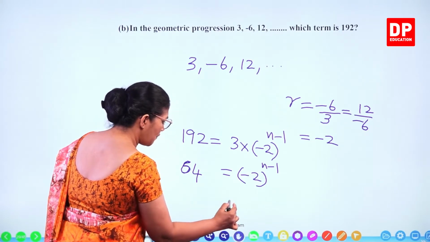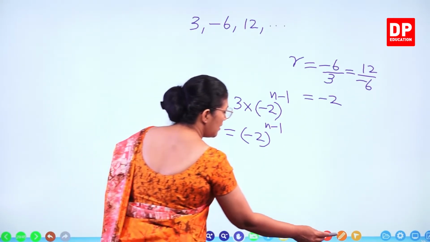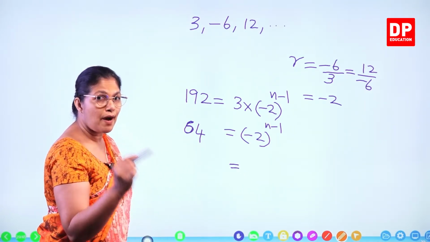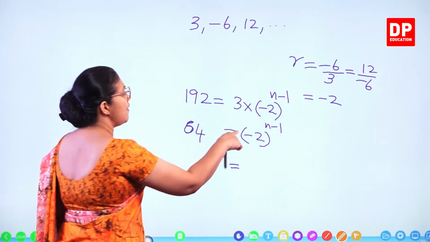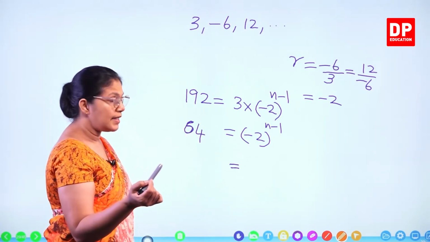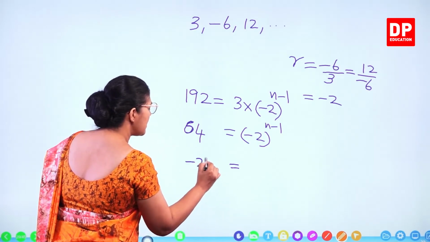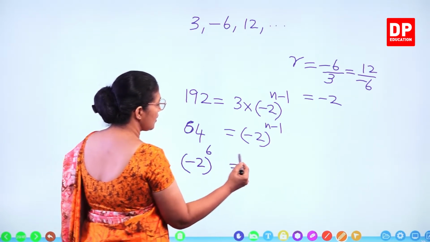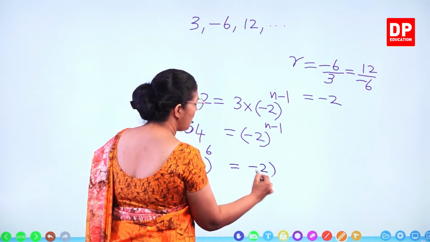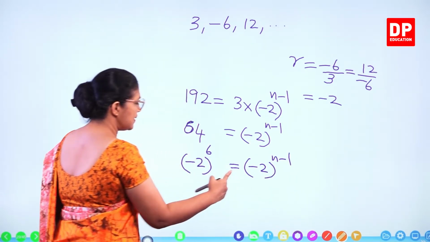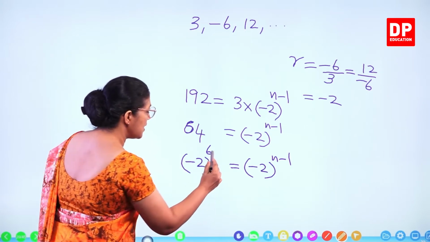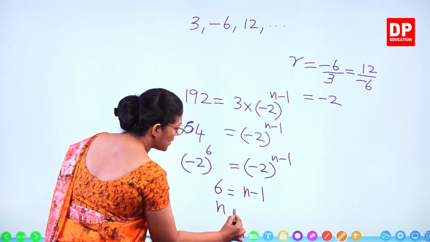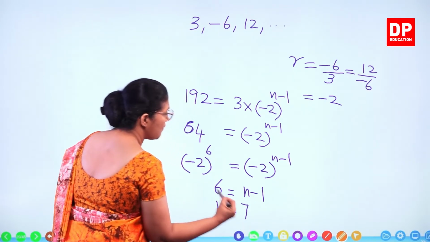I can write 64 as 2 to the power 6, but I can write minus 2 to the power 6 because the power is even, which means whether the base is positive or negative, the final answer is positive. So I can write the same, minus 2 to the power 6. That's 64. So minus 2 to the power n minus 1. The same base is there, so you can compare the powers. 6 is equal to n minus 1. So n becomes 6 plus 1, that's 7.